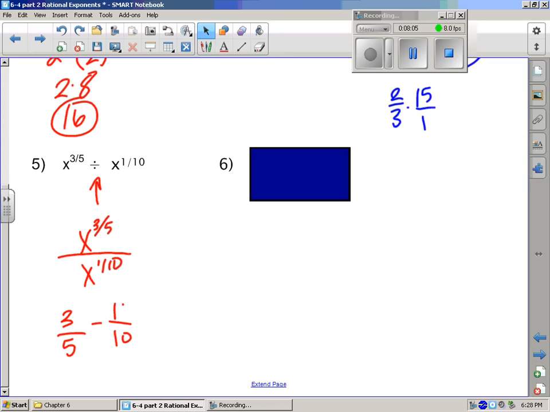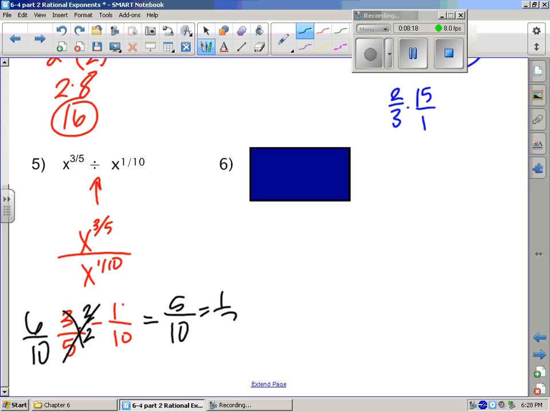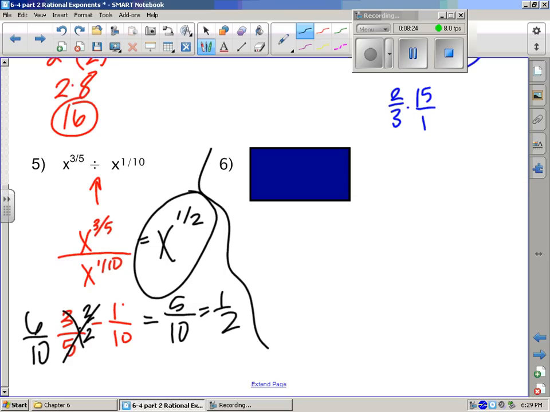And to do that, I need common denominators. I'm going to multiply these by 2's to turn it into 6/10. And when I do that, now I have a common denominator. 6 minus 1 will get us 5 in the top. 5/10 is the same as 1/2. So the final answer is x to the 1/2 power. Or square root of x. Or square root of x, that's right.